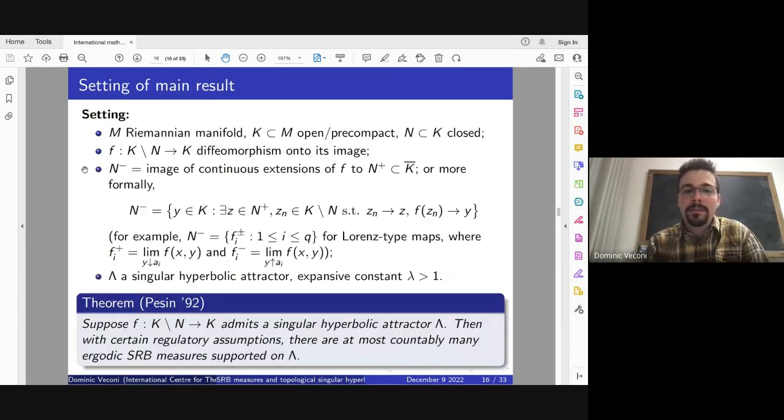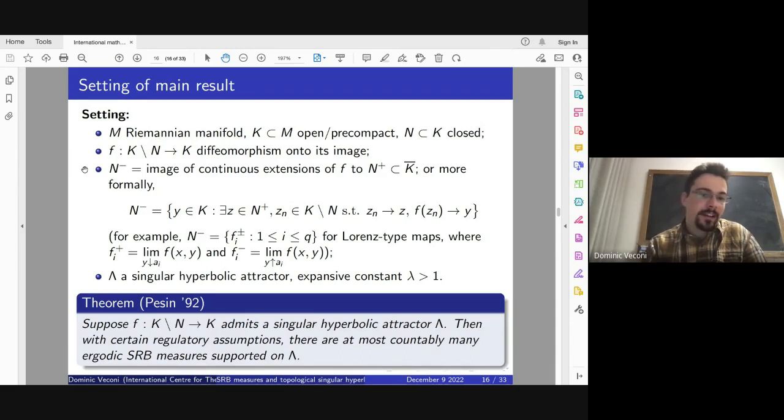So the main result that we have, first of all, let's talk about our setting. Again, just to remind everyone what the formalization of all of this is, we have a Riemannian manifold M. K is an open and pre-compact subset, and N is closed in K. F is a diffeomorphism onto its image, and N minus is the image of continuous extensions of F, the diffeomorphism, to the singular set N. And as we saw earlier on, in the case of Lorentz type maps, N minus is a finite collection of points that come from the collapsing of those horizontal lines. And lambda is a singular hyperbolic attractor with some expansive constant lambda greater than 1.